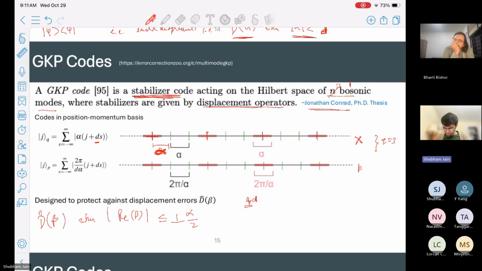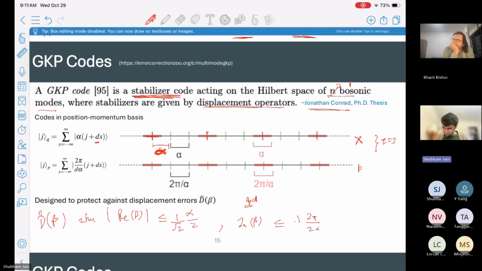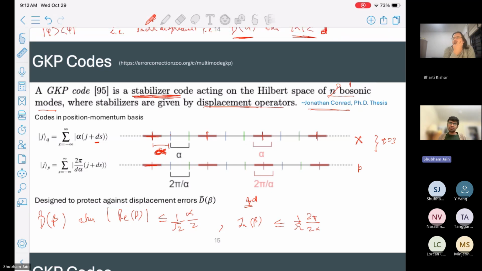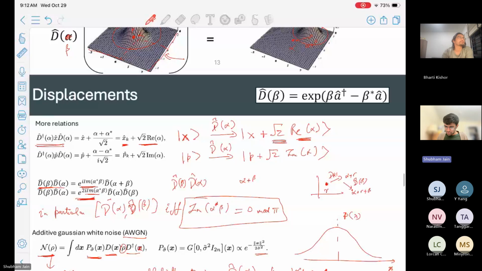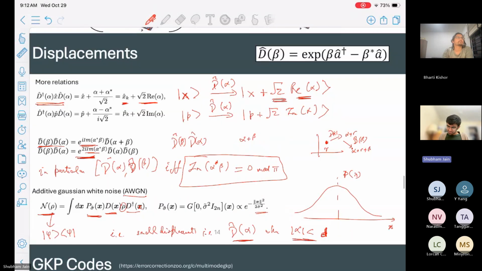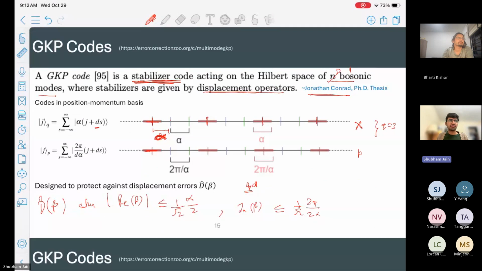And there's a root 2 because of the action that we saw on the previous slide. And the imaginary part is less than 2 pi over 2 alpha over root 2, so that we are still in this region. And we can again do these measurements modulo 2 pi over 2 alpha, or pi over alpha. And when we do this measurement, we will know exactly where we are in this Hilbert space, and we can correct it back. And this root 2 just comes because the action had this root 2 for displacements in the phase space. So yeah, this is a simple GKP code.